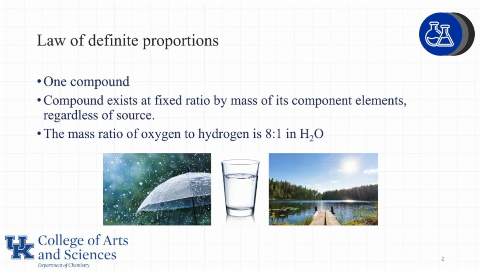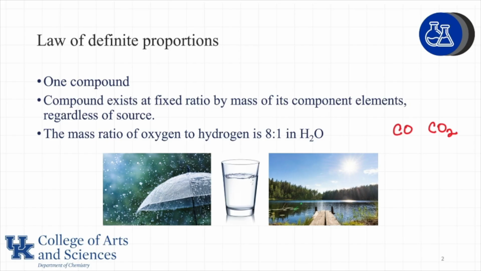So if we took a sample of rainwater, a sample of water from the tap, or a sample of water from the lake, those water molecules are going to have the exact same ratio by mass. So for example, for water, the mass ratio of oxygen to hydrogen is 8:1. Now, if we look at a different compound, such as H2O2, it still has a fixed ratio of oxygen and hydrogen, but it's going to be different than it is for water.